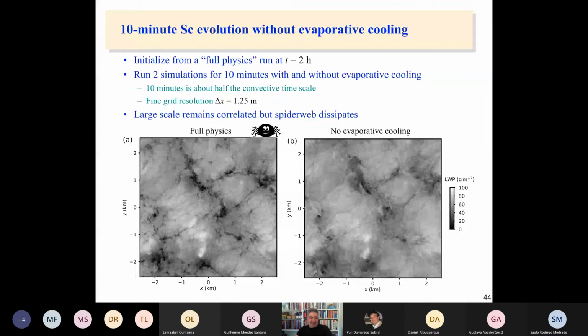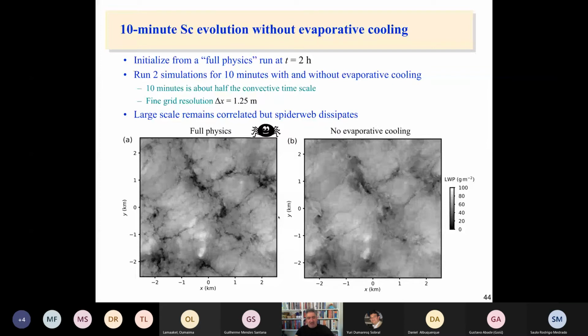I think this is the largest LES anybody has ever run on planet Earth. And if aliens have not discovered LES, maybe in the universe. It's about 20 billion grid cells. So full physics simulation on the left, no evaporative cooling on the right. And you can see in 10 minutes, all the spider web disappears.